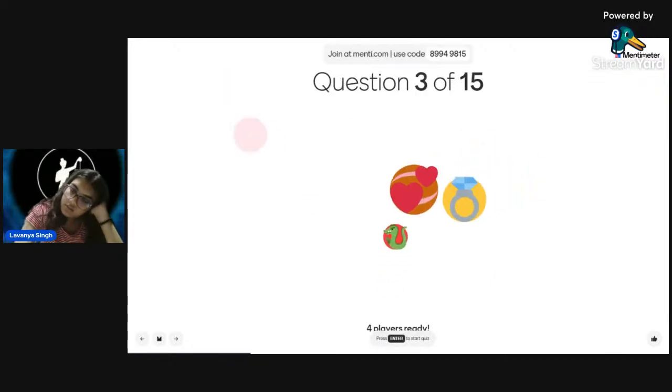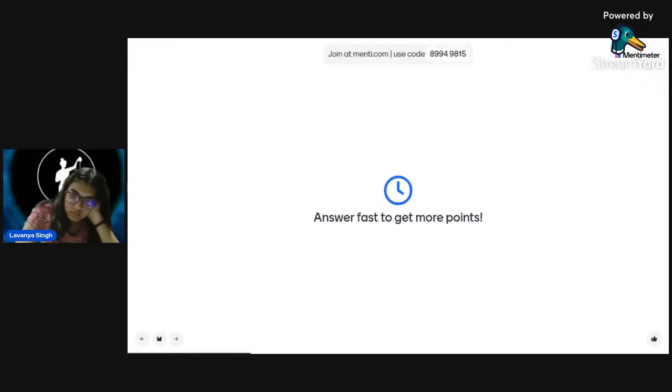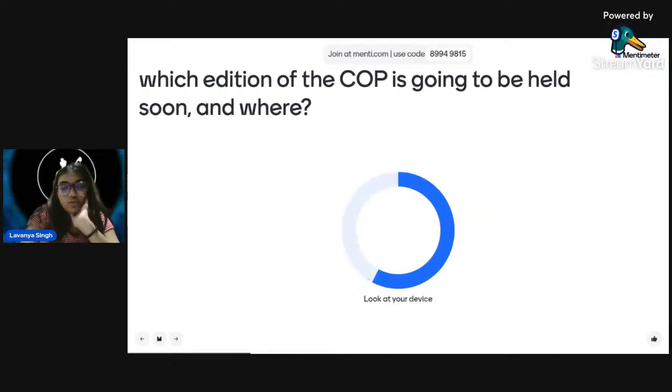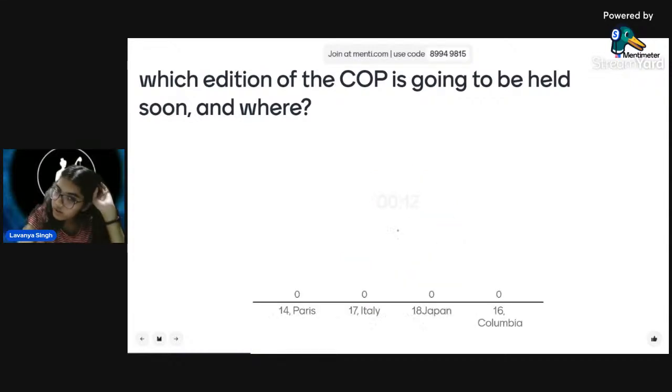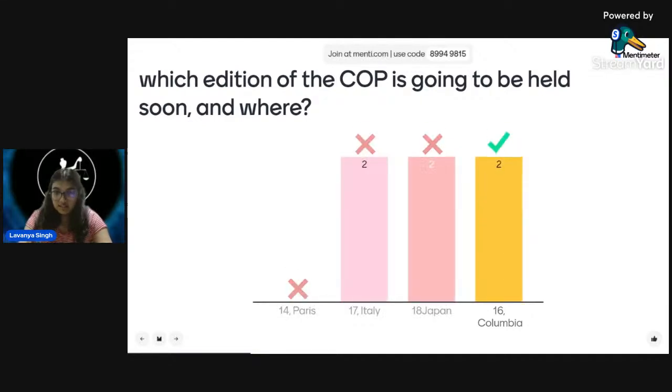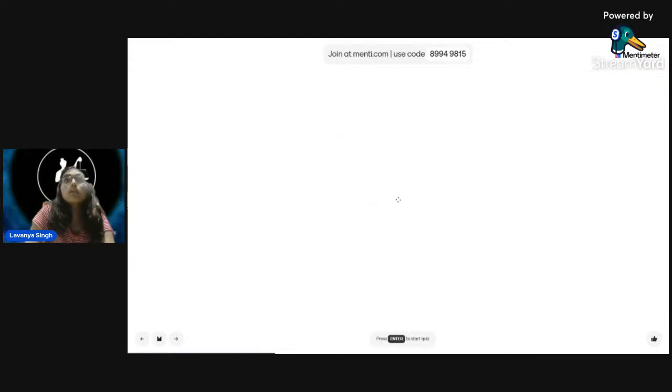Moving to the third question. Which edition of the Conference of Parties, COP, is going to be held soon and where? Your options are 14th edition in Paris, 17th in Italy, 18th in Japan, or 16th in Colombia. The correct answer is 16th edition to be conducted soon in Colombia. COP 15 was held. Hi Ridhima. Can anyone tell me where COP 15 was held? While I move to the next question.